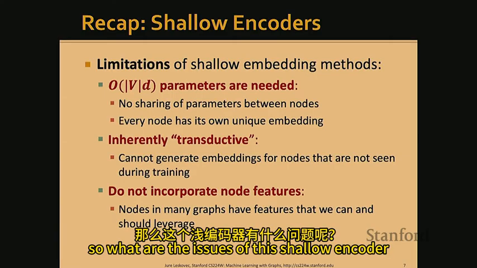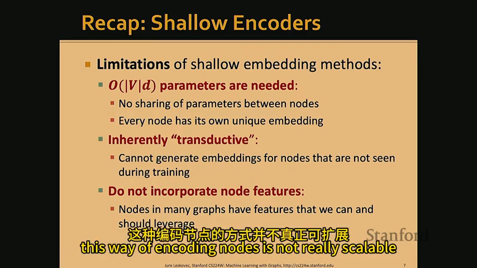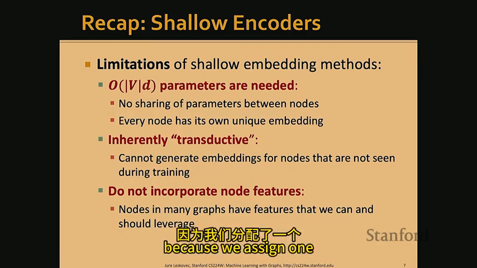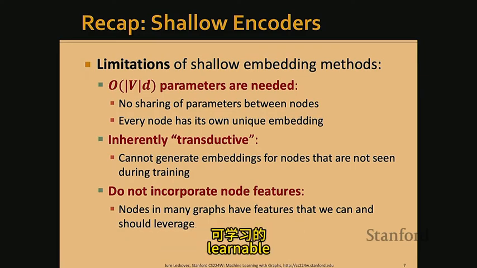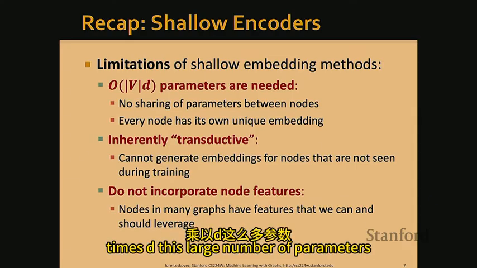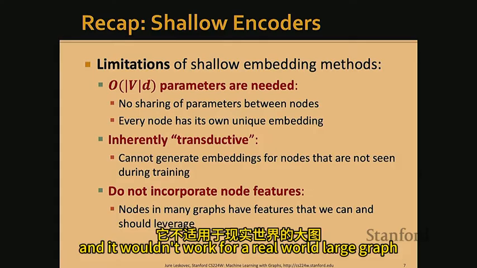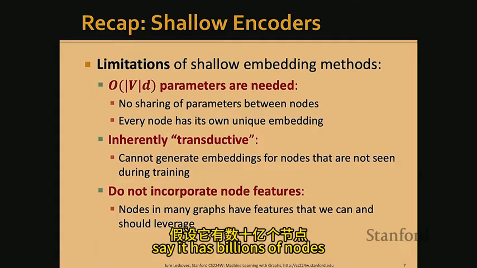So what are the issues of this shallow encoder? Well, we list 3 key limitations. The first is that this way of encoding nodes is not really scalable, because we assign 1 learnable vector for each node. So in total, there will be on the order of |V| times d parameters, a very large number. It wouldn't work for a real-world large graph, say one with billions of nodes.